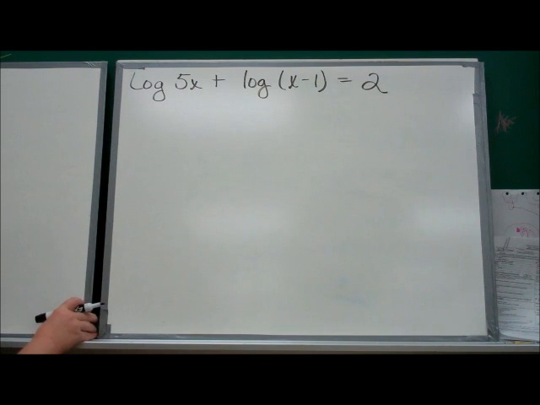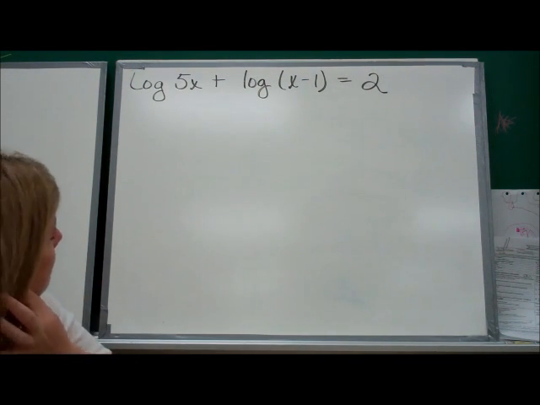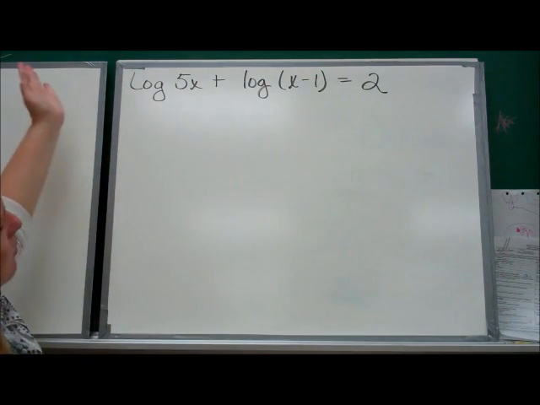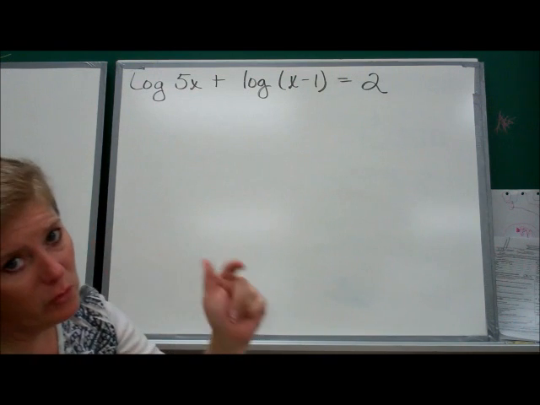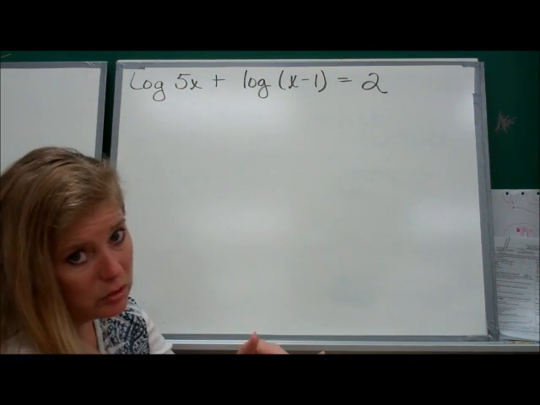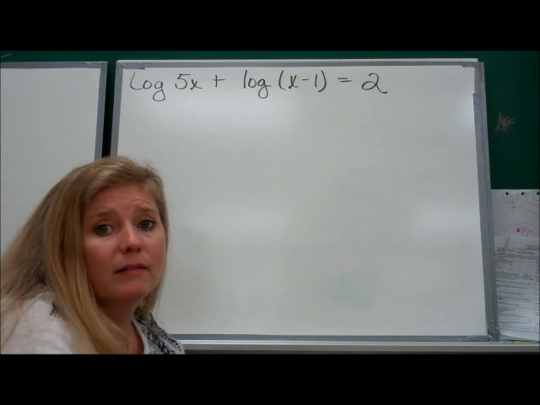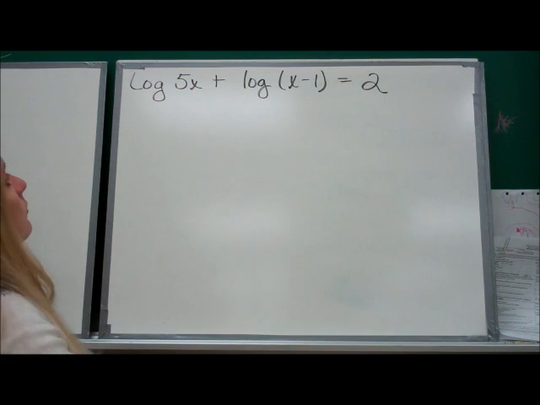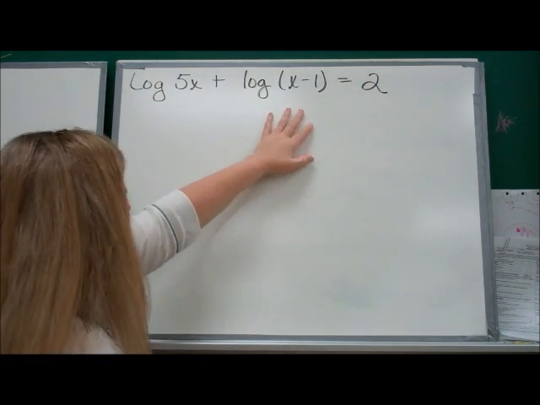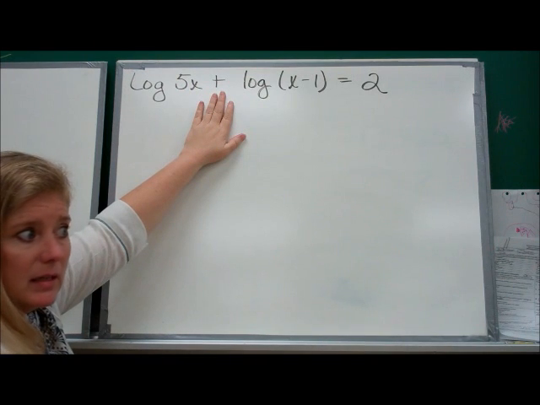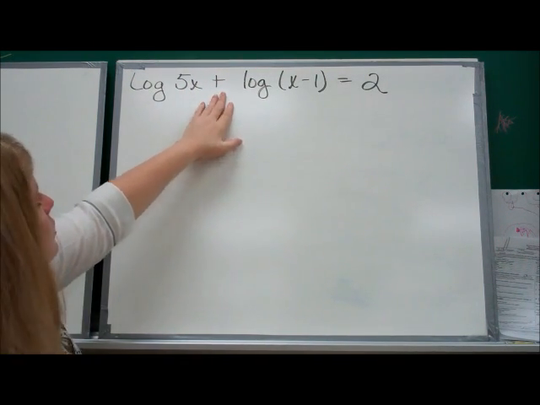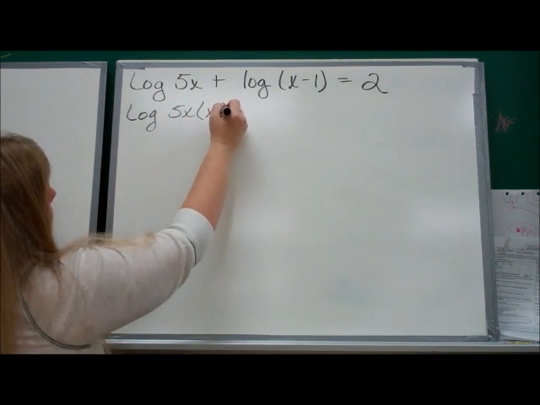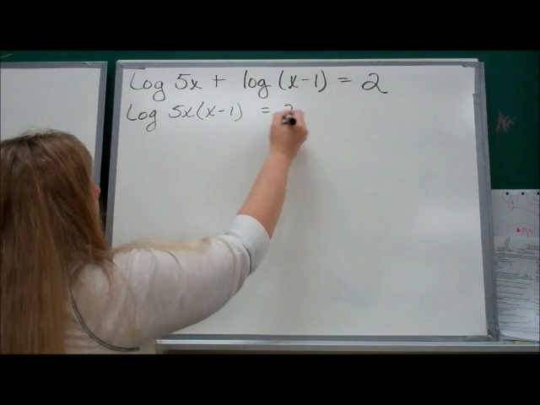What if we have an expanded logarithm? Here's one that's got an x here and an x here, and it equals 2. What do we do here? Well, before you can do anything with switching to exponential form, you have to have it written as a single log. So we have to condense it. This is a log plus a log, and that plus sign tells me it's the product property. So this is going to be the log of 5x times x minus 1 equals 2.